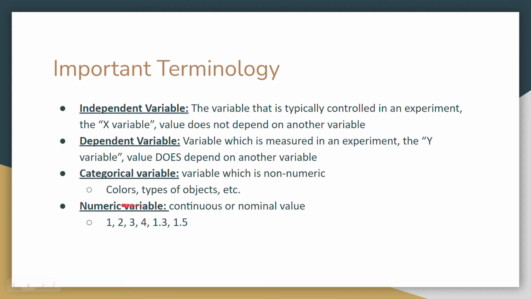This is compared to the numerical variable, which is going to be a continuous or a nominal value. So it's going to be some type of digit or number, like 1, 2, 3, 4, or anything that's fractionalized as well. So 1.3, 1.5, anything from negative infinity to positive infinity on the number scale.